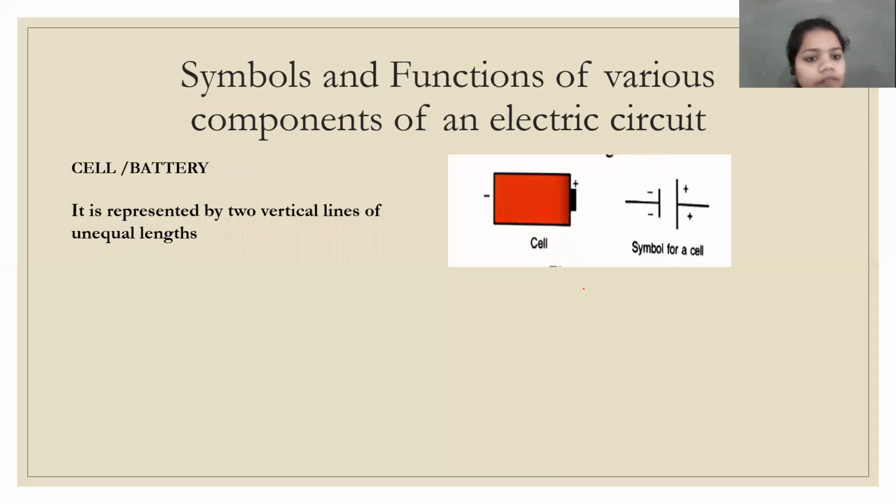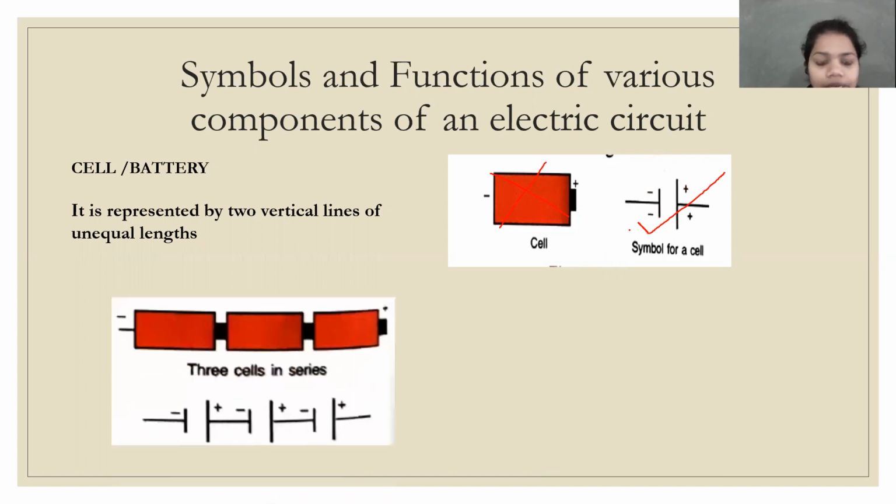Next, let us see some of the symbols and functions of various components of an electric circuit. First of all, we have a cell or a battery. You already know, children, the difference: a battery is a group of cells. Look at this figure. This is the symbol for a cell. Whenever you want to show a cell in a circuit, you don't draw it like this. It is drawn like this, with two unequal lines. The smaller line shows the negative terminal and the bigger line shows the positive terminal.